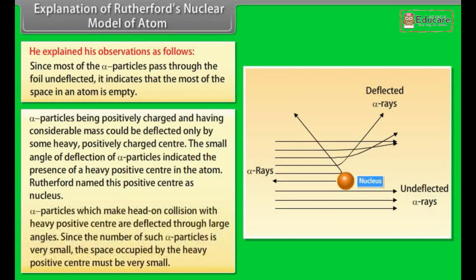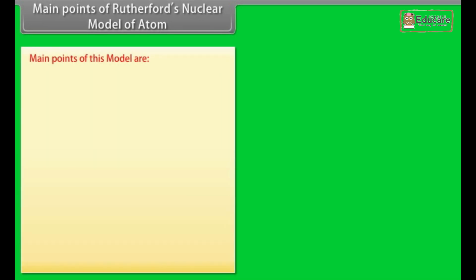Number 3. Alpha particles which make head-on collision with the heavy positive center are deflected through large angles. Since the number of such alpha particles is very small, the space occupied by the heavy positive center must be very small. Main points of Rutherford's nuclear model of atom. Main points of this model are: Number 1.